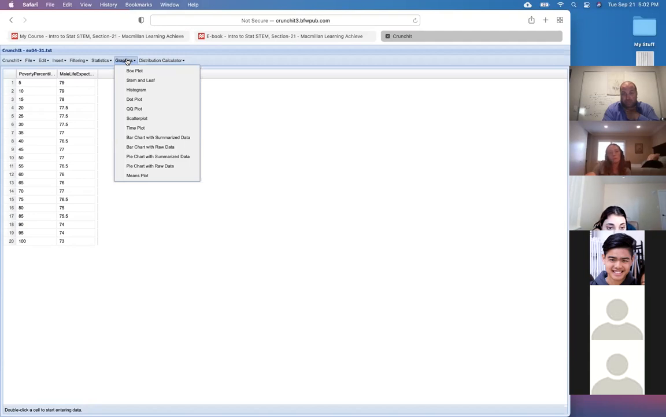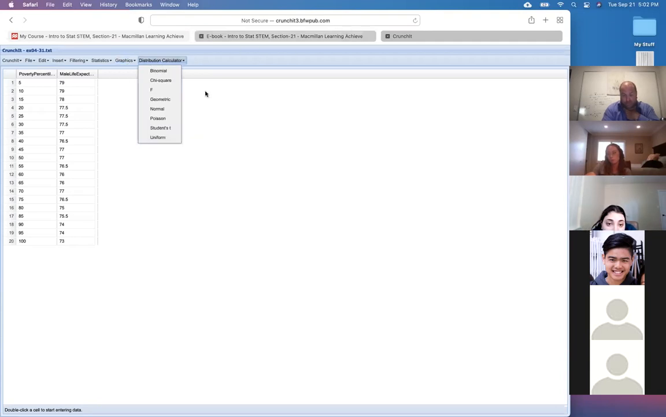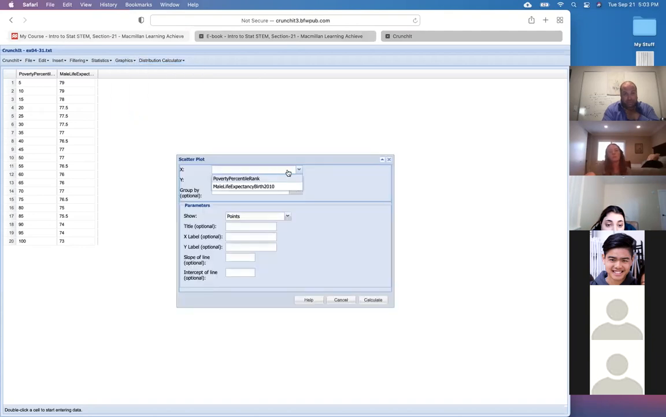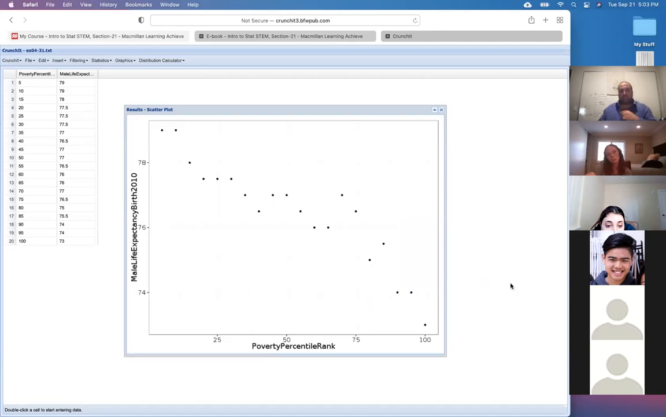Well, which tab of these do you think is the correct one? And if you're not saying scatter plot, you're not listening, because it really can't be anything else. So let's go to scatter plot. X will be my poverty percentile rank. Y will be my male life expectancy birth rate. Group by, no, we're not grouping by anything. It's only optional. I don't want to do it. We're going to show points. And let's calculate it. Okay, so this is my scatter plot.